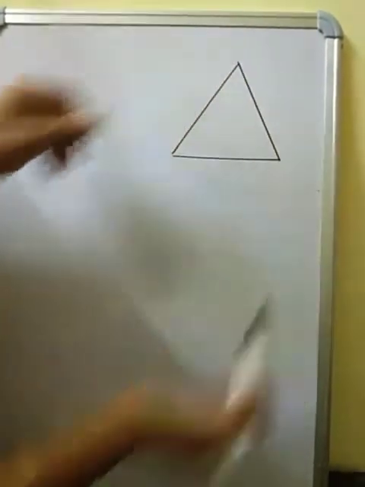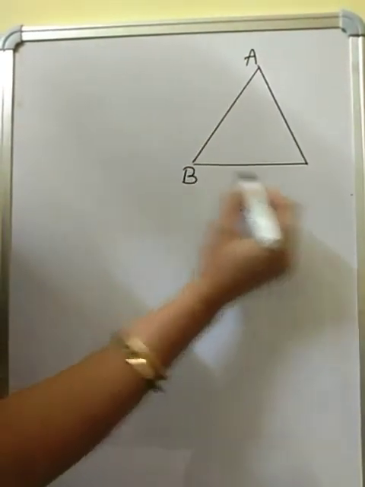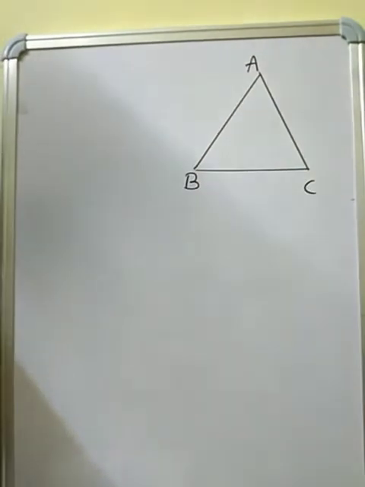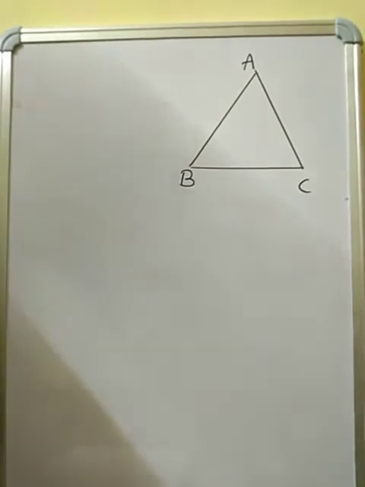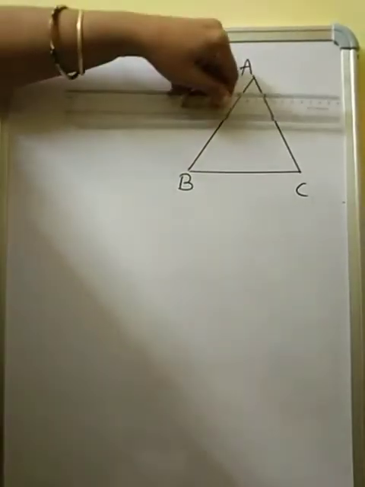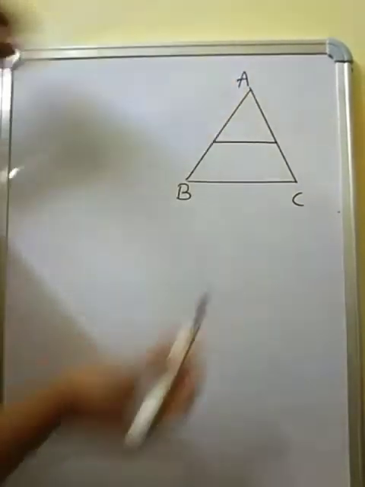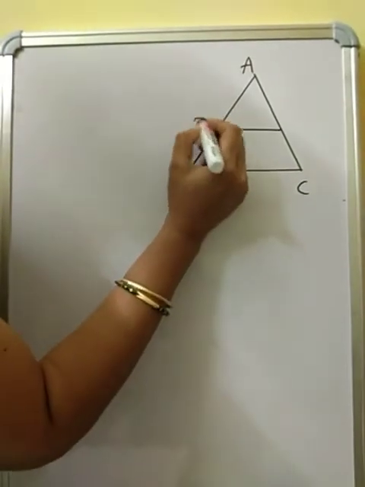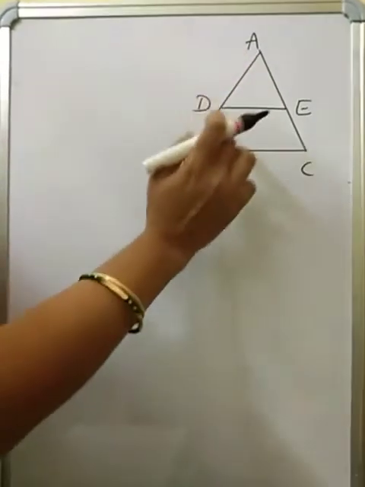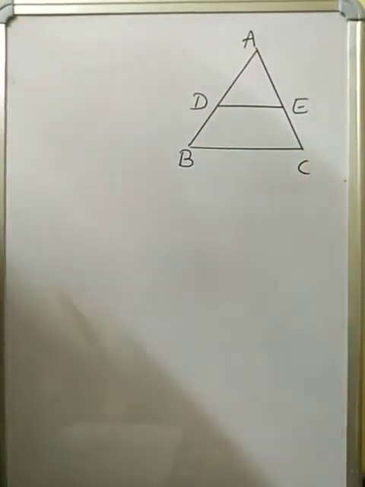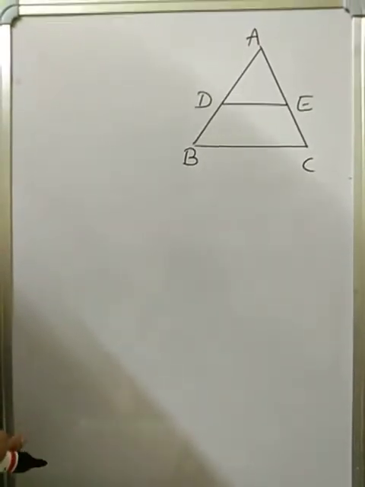Now what is given here? The triangle is given. So let us name the triangle ABC. Then what is given? A line is drawn parallel to one side of a triangle. So let us draw a line parallel to the base BC, and I will name it DE. So DE is parallel to BC. Then the other two sides are divided in the same ratio. This you have to prove.